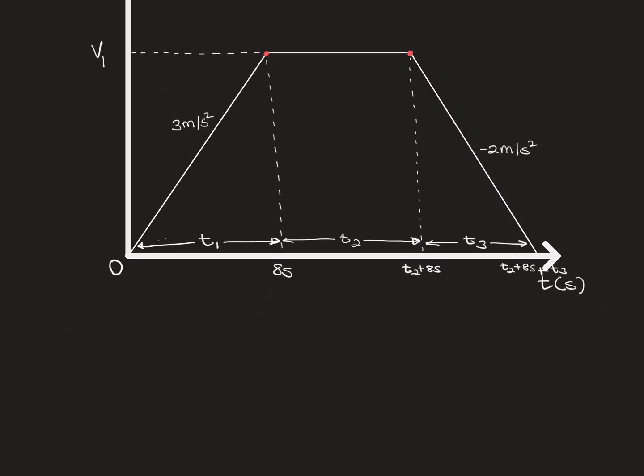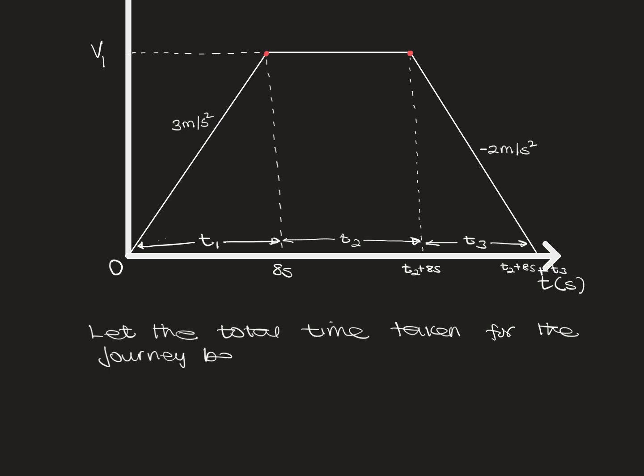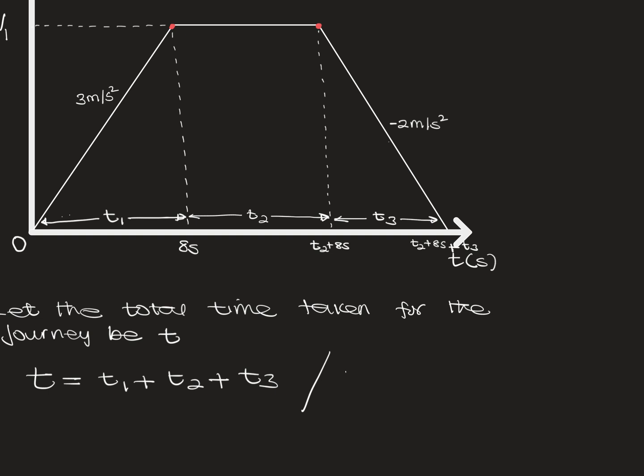So we can say, let the total time taken for the journey be T. So which means T, the total time, will be T1 plus T2 plus T3, or alternatively it can be T is equal to T2 plus 8 seconds plus T3. It's the same thing.